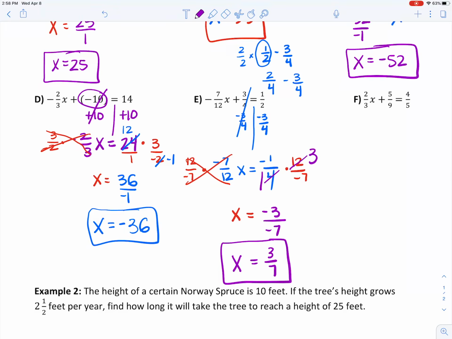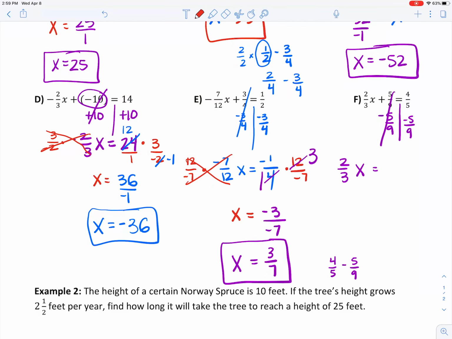Okay, awesome. Letter F, we have one more here. In order to get rid of that plus 5/9, we want a minus 5/9 on both sides so that those cancel. So now we have 2 over 3x equals, now we have to do some math here. 4 over 5, I'm going to write this down below. 4 over 5 minus 5 over 9.